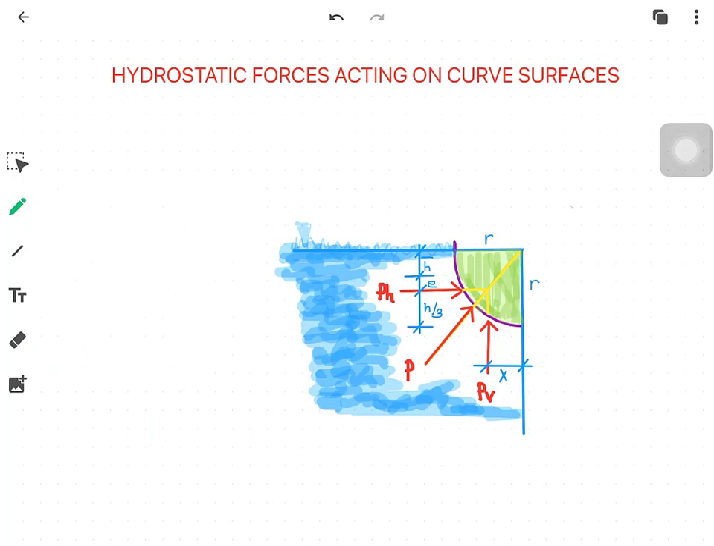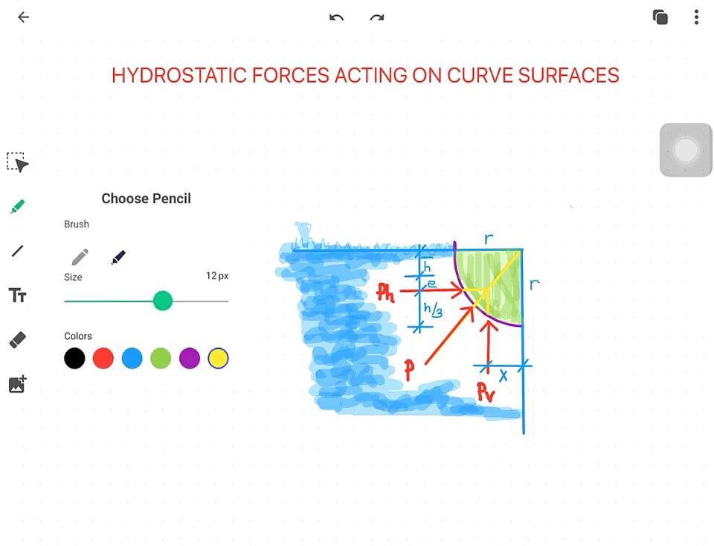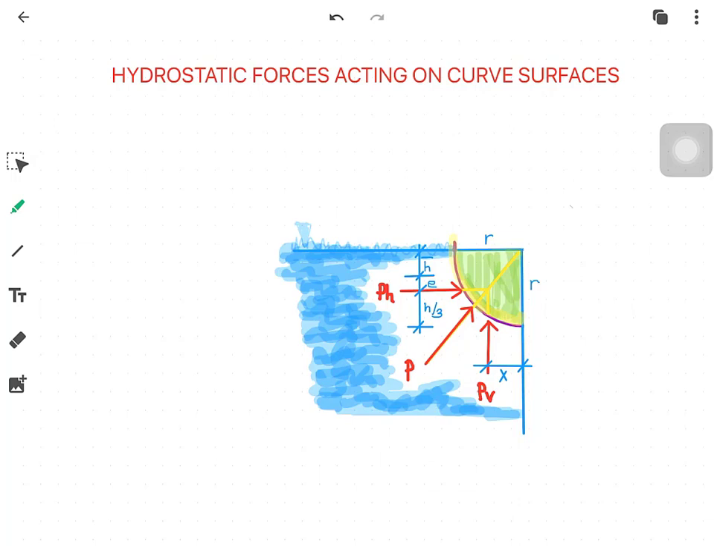Now, let us discuss the hydrostatic forces acting on curved surfaces. If we imagine that this is your gate, it is a curved surface, and the water or the fluid that exerts pressure on your gate is here, and it is a curved surface. It has a radius r.